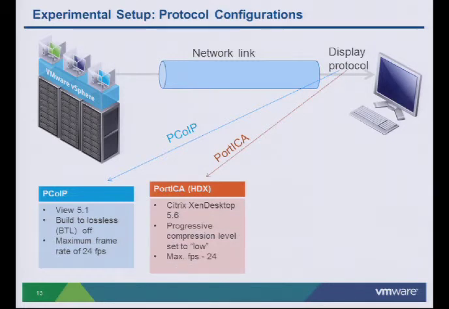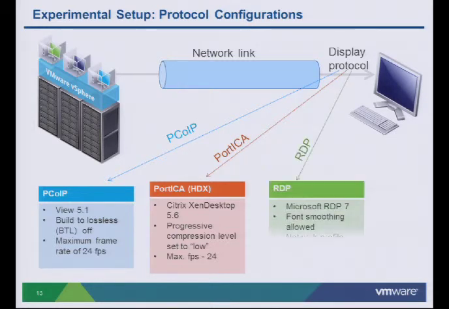For Port ICA, again, we have XenDesktop 5.6. We limit the frame rate to 24. And we set the progressive compression level to low. And we find equivalent image quality with PCoIP with this setting. For RDP, we have RDP 7. We enable the font smoothing. That means ClearType is enabled. And we adjust the network profile for different network settings in RDP.